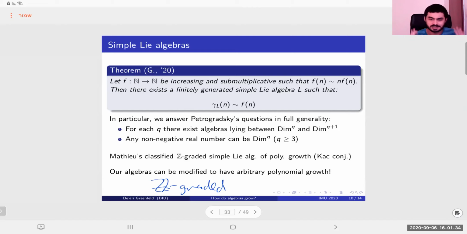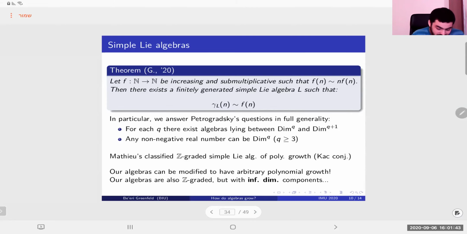But don't worry, this is not a contradiction to Mathieu's classification, because of a very delicate point, which is, of course, crucial. And the point is that Mathieu's classification is for graded algebras with finite dimensional homogeneous components, whereas our grading is very natural, but the homogeneous components turn out to be infinite dimensional. So the algebra is finitely generated but the homogeneous components are infinite dimensional.